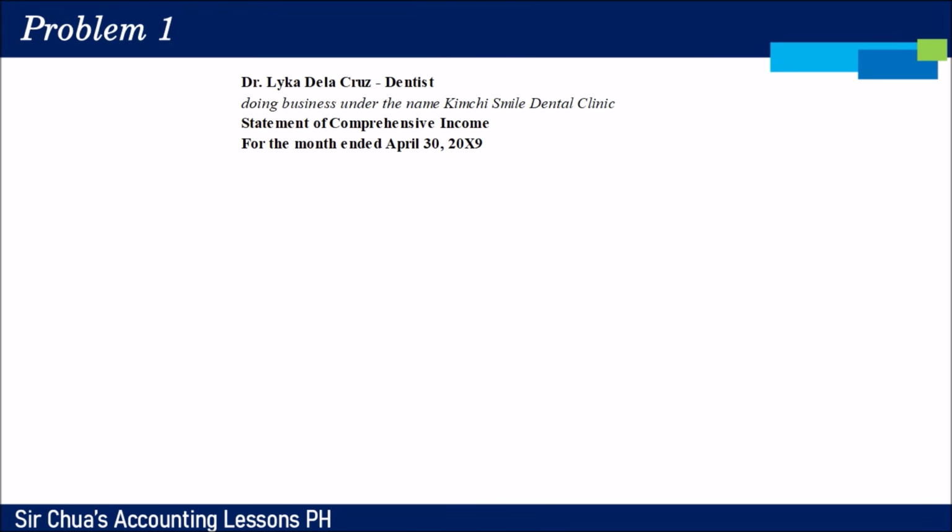Laika de la Cruz, dentist, doing business under the name Kimchi Smile Dental Clinic. Pwede namang nilalagay yan, pwedeng hindi. It's okay. And then the name of the financial statement, Statement of Comprehensive Income for the month ended April 30, 20x9. Remember po, when you are doing an income statement, you will be writing the phrase for the month ended, or kung isang buong taon yan, for the year ended, or kung ayaw nyo, for the period ended. It's okay. Because revenues and expenses are reported for that specific month only.